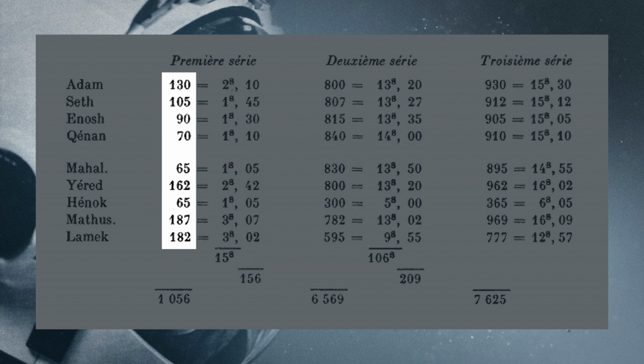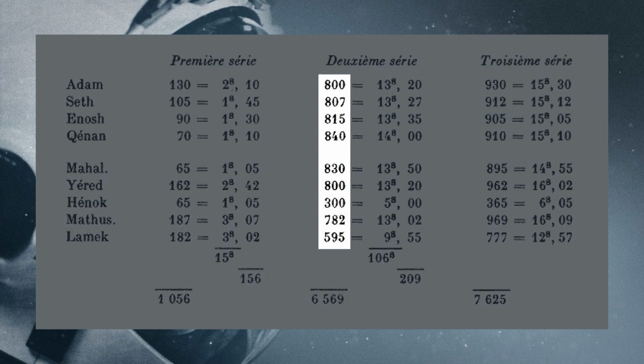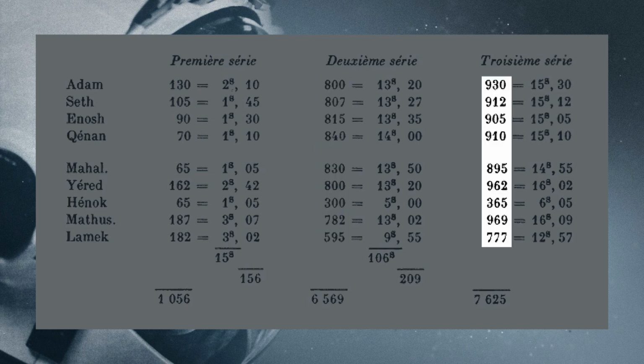It's not actually explicitly the age of the patriarch with their firstborn, because Seth is not the firstborn of Adam, but it's the age when the next person in the line is born, right? So Adam was 130 when he had Seth. Seth was 105 when he had Enosh. Enosh was 90 when he had Kenan. That's the first series. The second series is their lifespan after that point. And then you add those two together and you get the third series of numbers, which is their total lifespans. Adam was 930, Seth was 912, and so on and so forth.